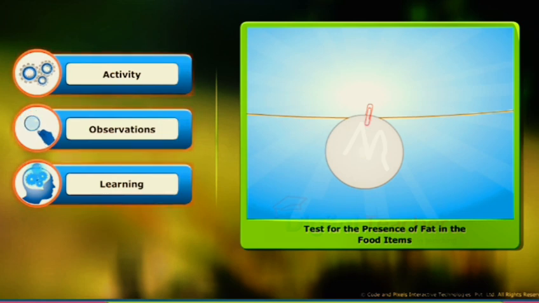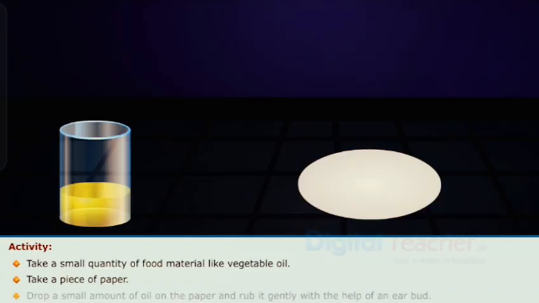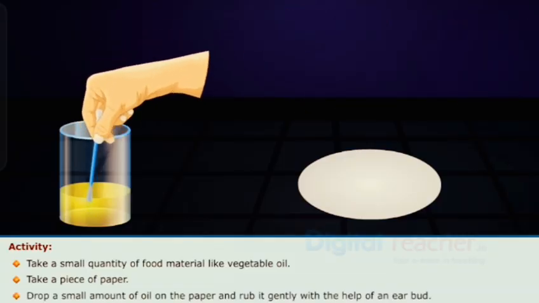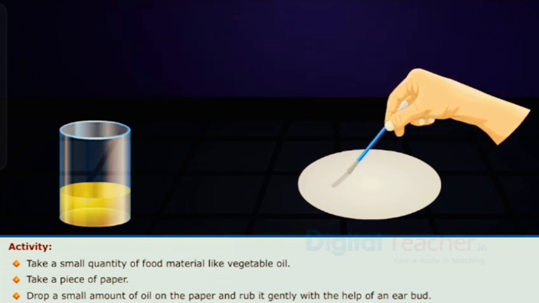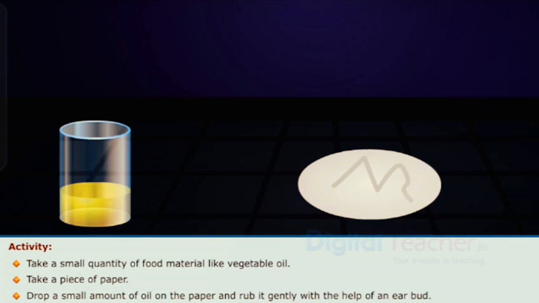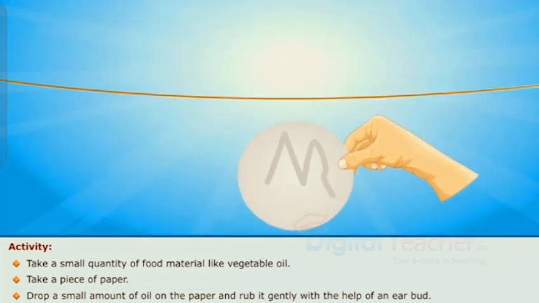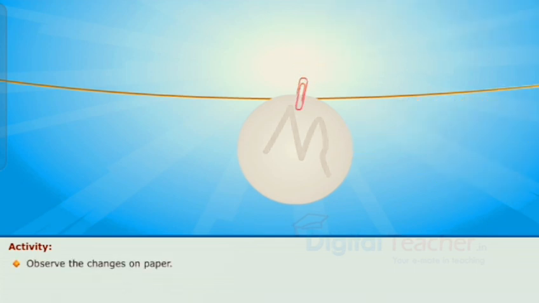Here, let us perform an activity to test the presence of fats in food items. Click each tab to know more. Drop a small amount of oil on the paper and rub it gently with the help of an earbud. Dry the paper by placing it in sunlight for few minutes. Observe the changes on paper.